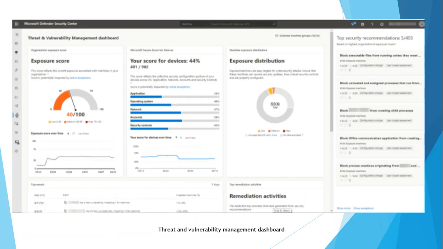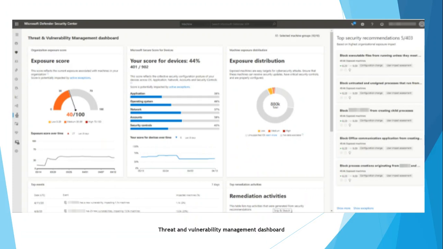So this is what a typical dashboard of Microsoft Defender looks like. So we have the threat and vulnerability management dashboard. So it gives you an exposure score. What level is your organization on the exposure score? So with this, you are able to know, okay, we need to work on where you have this type of score. You go back and say, okay, what are the recommendations for us to be on an exposure score of 80, for us to be on the 100 level?